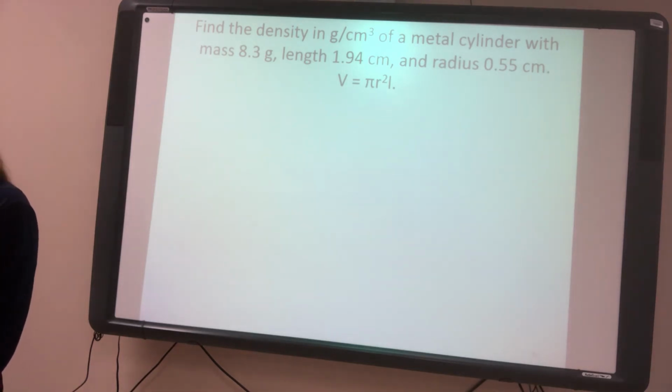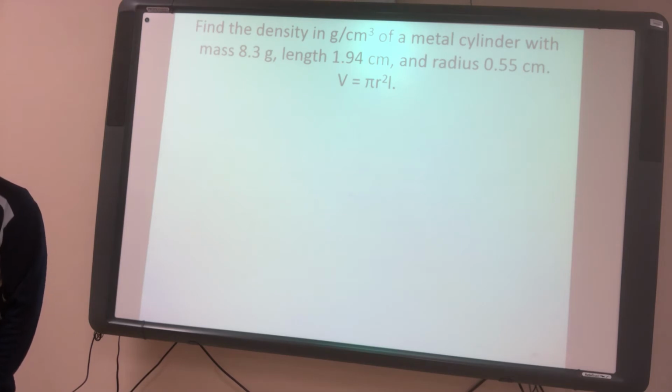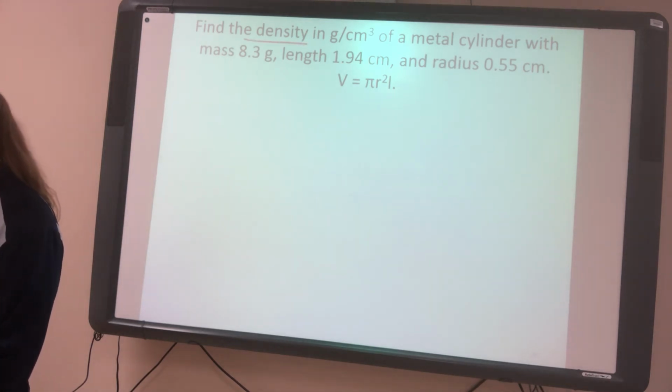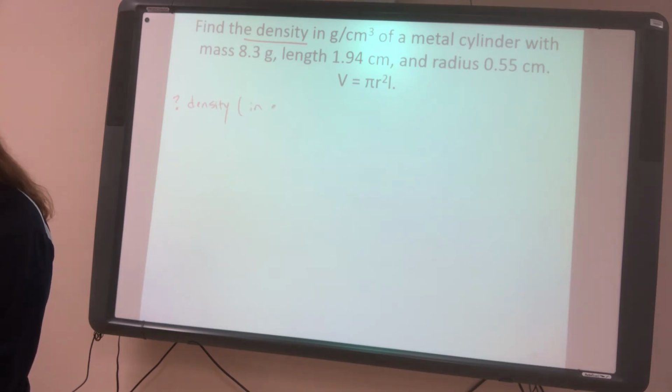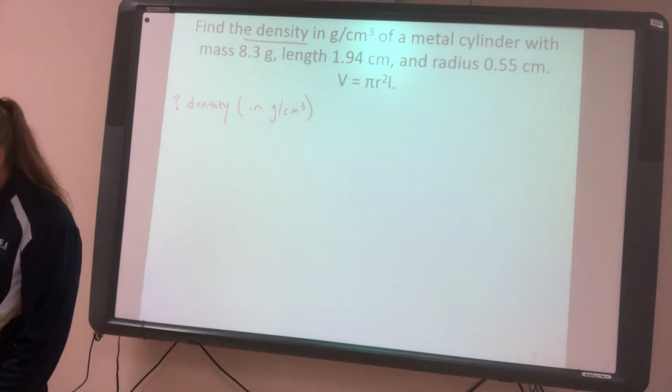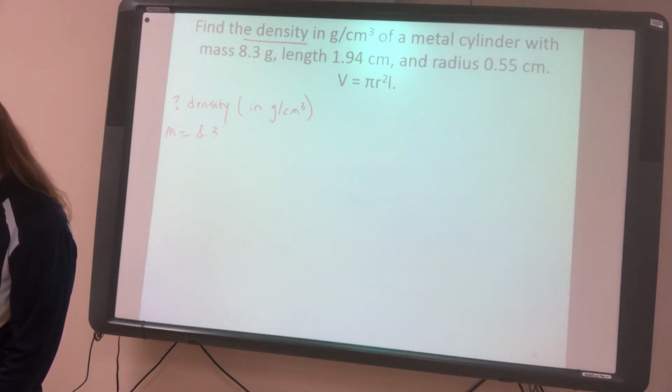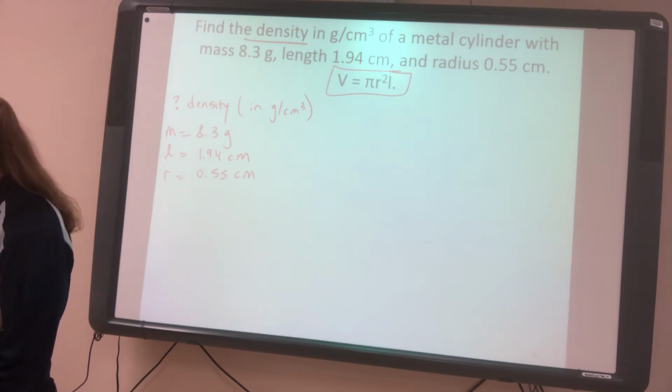All right, so that's a lot. Don't become overwhelmed, don't freak out, just say, what am I looking for? It says find the density. So I'm looking for density. Let me put a question mark. Find the density, or you can write D, and it's in grams per centimeters cubed. Now I write what they gave me. They gave me the mass. They gave me the length, which is L. They gave me the radius, R. And they gave me this equation.